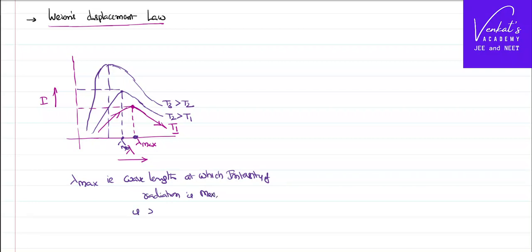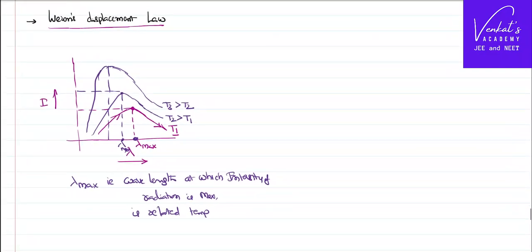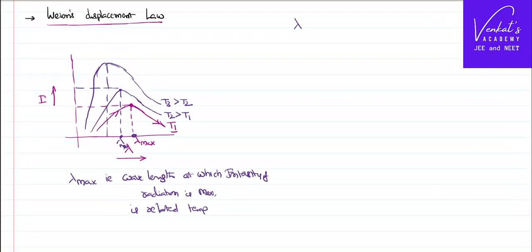is related to temperature in such a way that lambda m is inversely proportional to absolute temperature. This law is called Wien's displacement law. Or lambda m into T is constant. That proportionality constant is shown with letter B, where B is called Wien's constant.